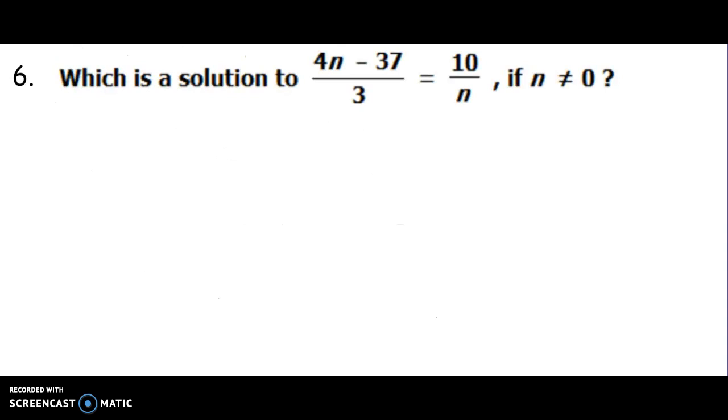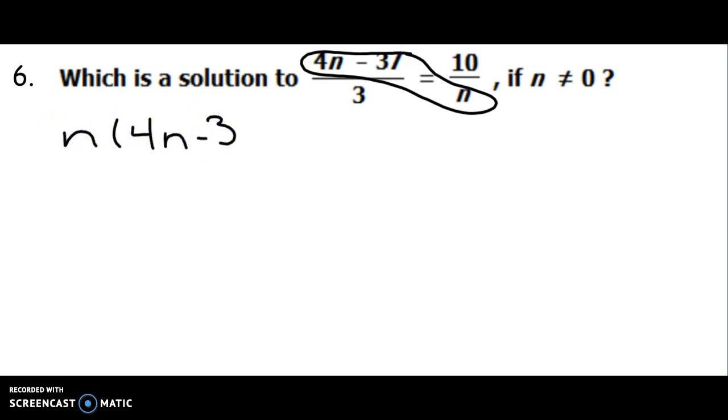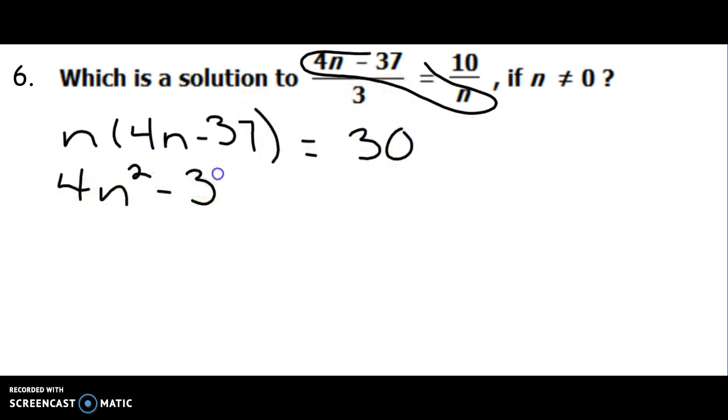For number 6, let's try this one using the butterfly method. So let's cross multiply. So I'm going to multiply n times 4n minus 37 is equal to 3 times 10, which is 30. If I use my distributive property, I get 4n squared minus 37n. I'm going to bring the 30 over, so minus 30 is equal to 0.